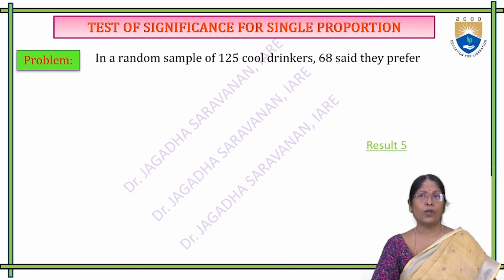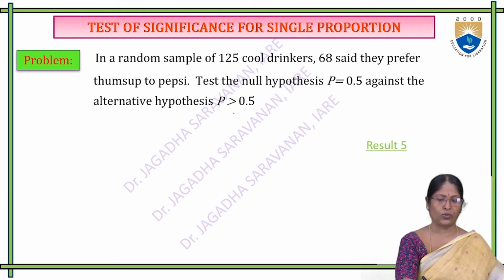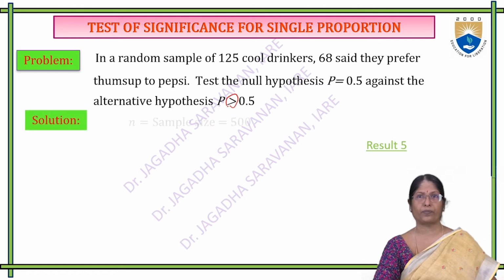In a random sample of 125 cool drink drinkers, 68 said they prefer Thums Up to Pepsi. Test the null hypothesis, capital P equal to 0.5, against the alternative hypothesis, where they gave greater, that is an increase, that is a right-tailed test. It is mentioned in the question itself, so we take the right-tailed test because of this notation.